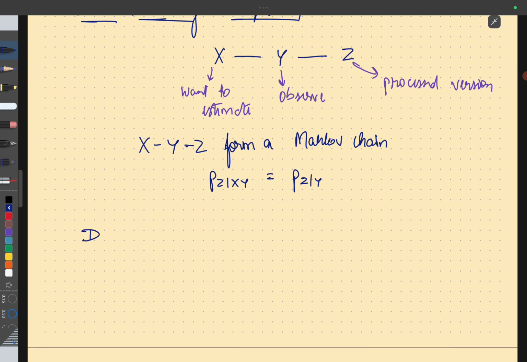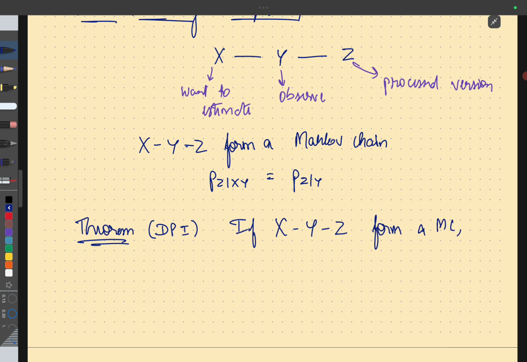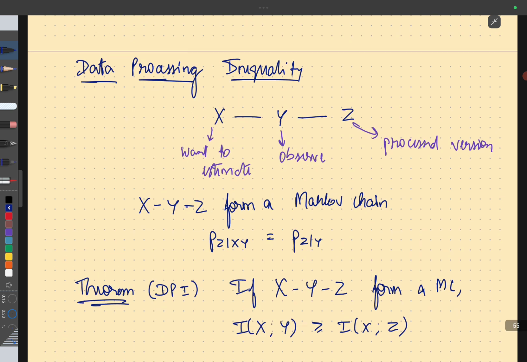The data processing inequality basically says that if X, Y, Z form a Markov chain, then the mutual information between X and Y is greater than or equal to the mutual information between X and Z. DPI is the short form of data processing inequality.